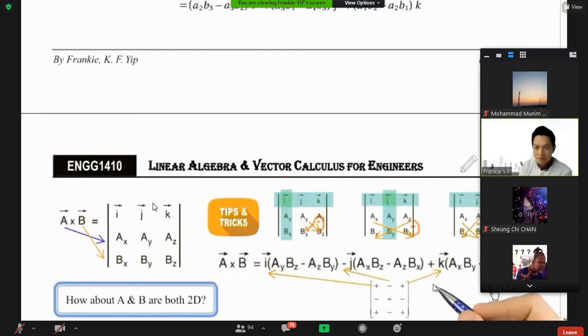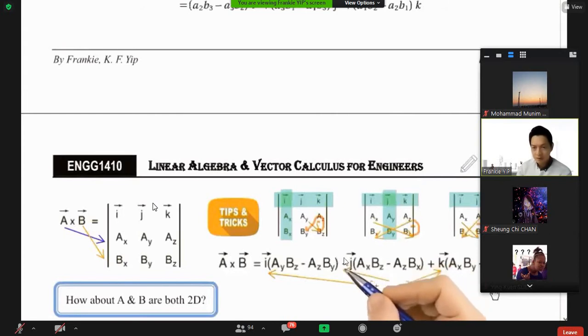I think many of you make mistakes just over here, at the negative sign for j. Many of you forget to change it to a negative sign. Got it? So remember this.